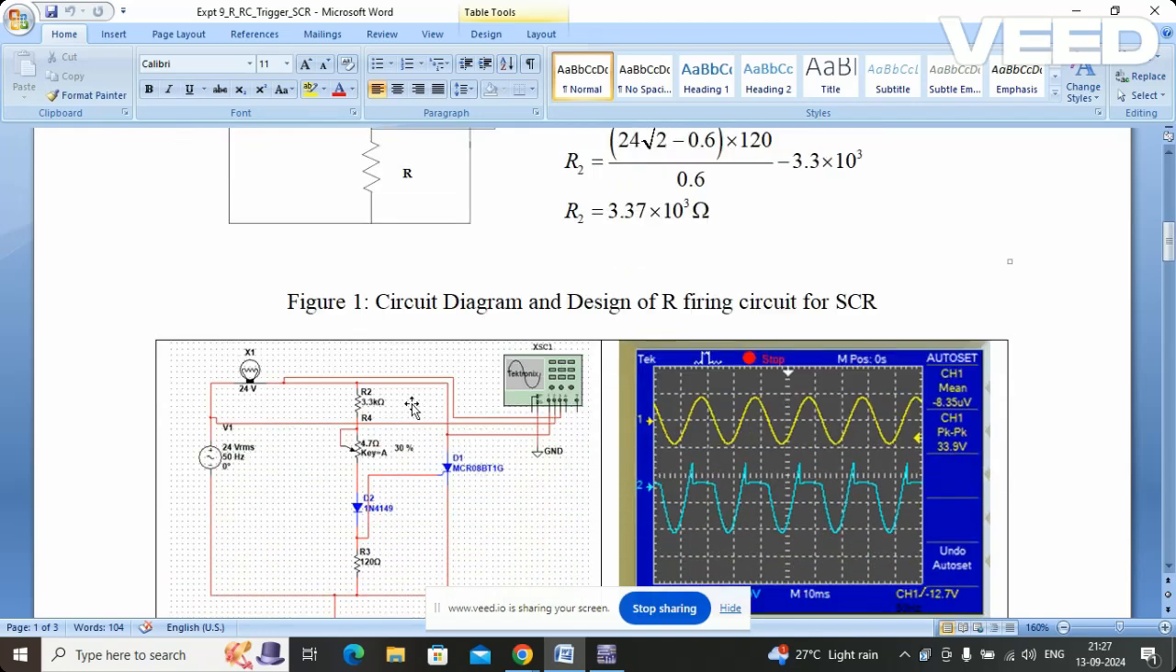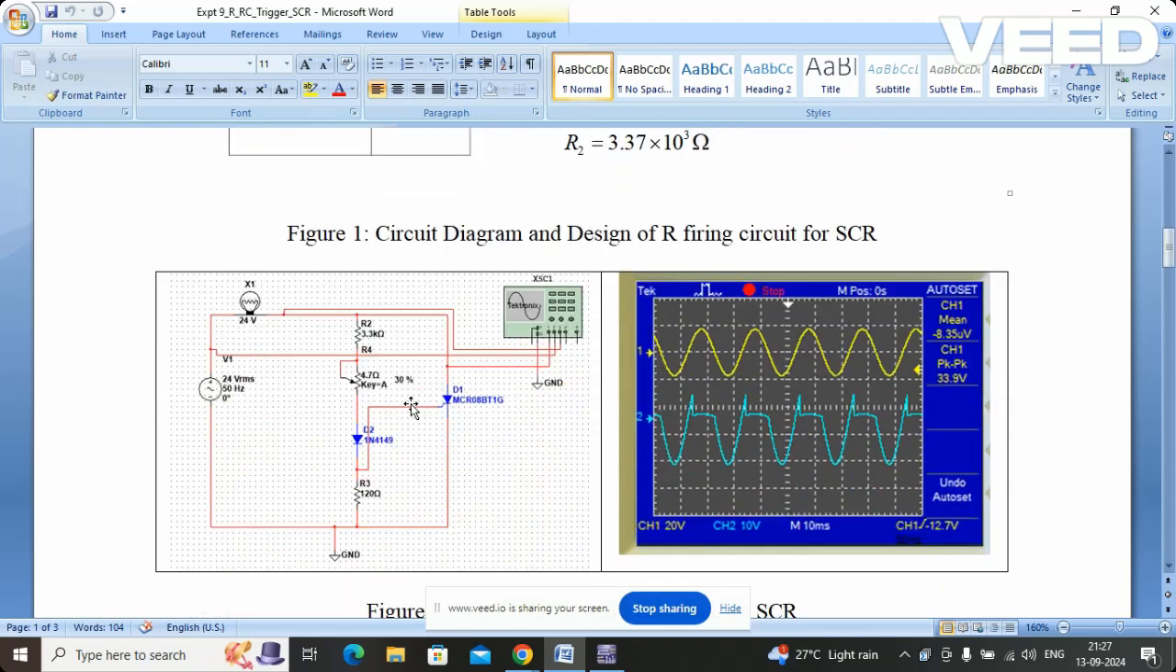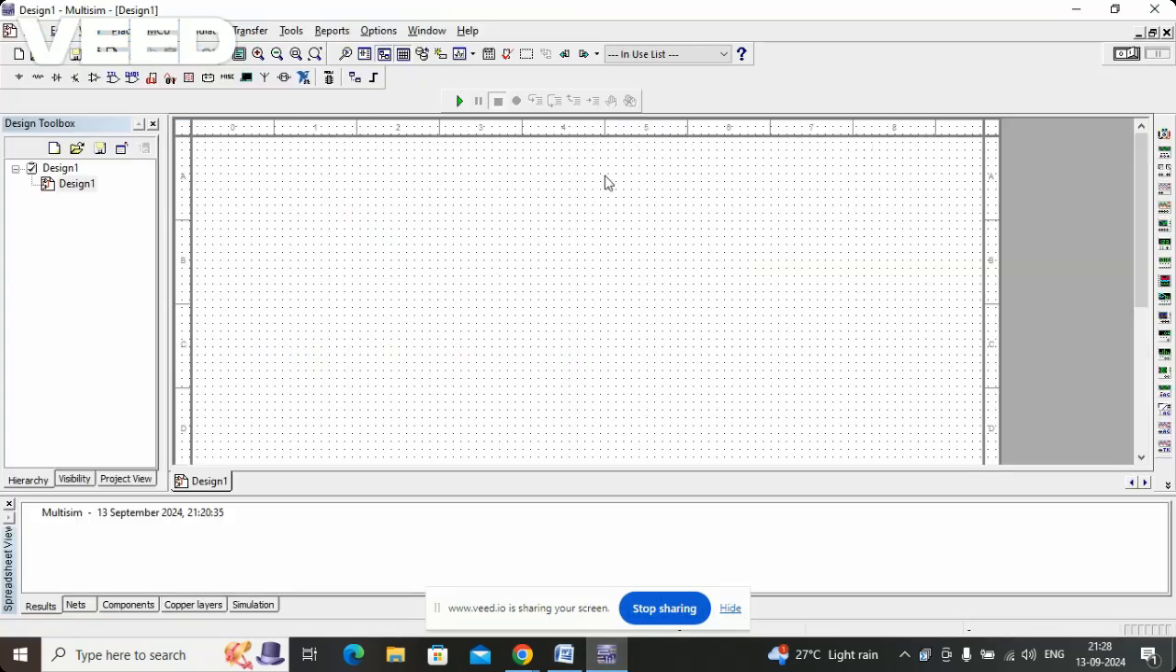Now we are going to simulate this particular circuit with the help of Multisim. This will be the circuit and the resultant waveform. So let's start with the simulation. Here we have Multisim. I am using Multisim 11.